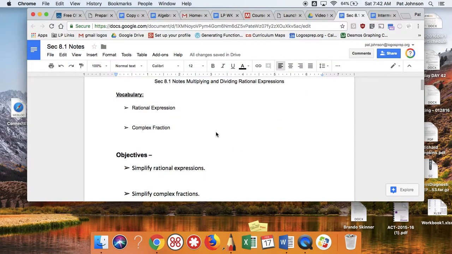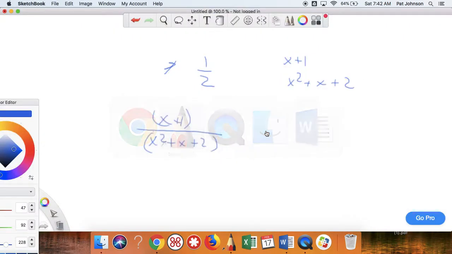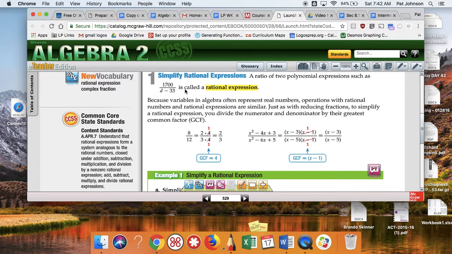Okay, so let's look at the examples. Let's go straight to the book and look at the examples, starting with example 1. So we said this is also an example. If you look at the book, 1700 over d minus 3 is an example of a rational expression. Because variables in a polynomial represent some real number, the operations of real numbers also apply to the operations of rational expressions.